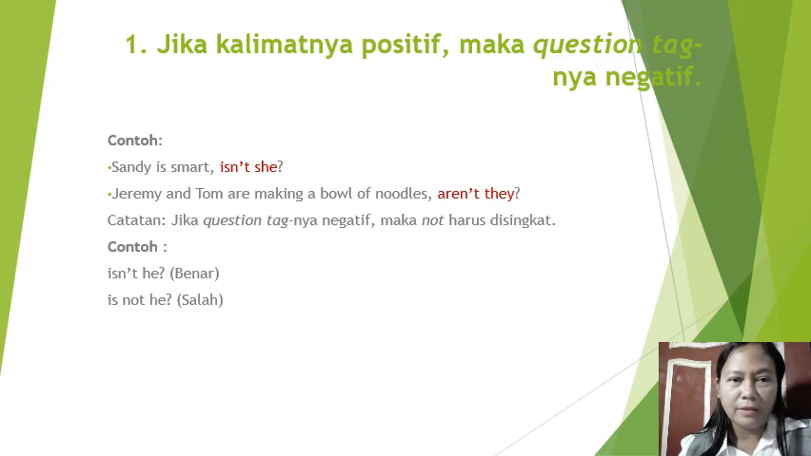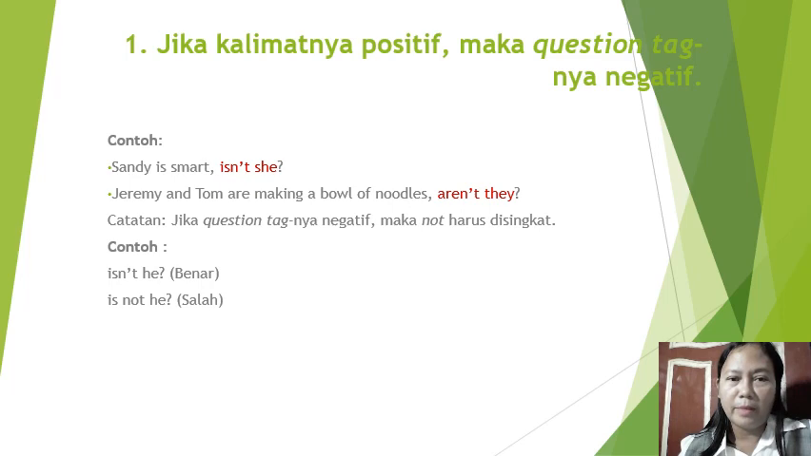Sandy is smart, isn't she? Dari mana she ini? Ini si Sandy. Isn't is the auxiliary here. So if the sentence is positive, the tag is negative.